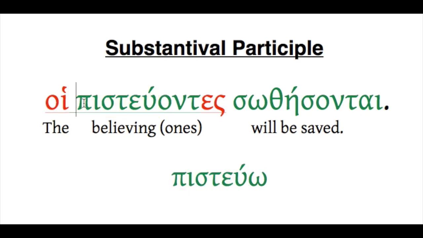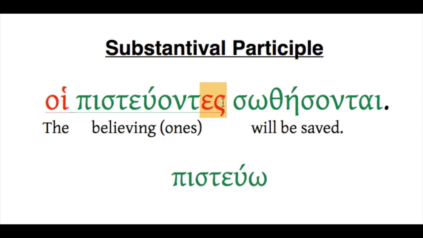Pistiu, pistiu. So the stem has stayed the same. We have this nu tau, which tells us it's active rather than middle passive. Remember, if it's middle or passive, it will always have men in the middle. There's no men involved here. So this is active. The believing ones.